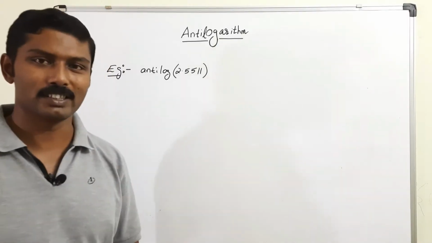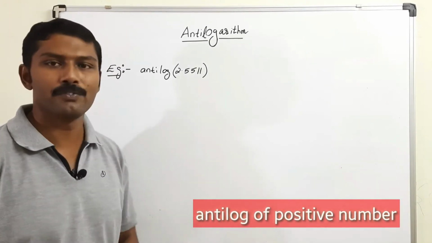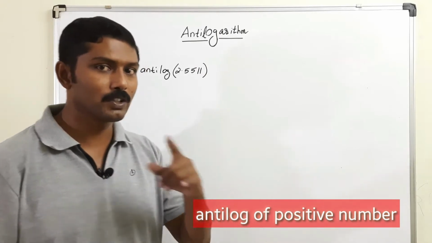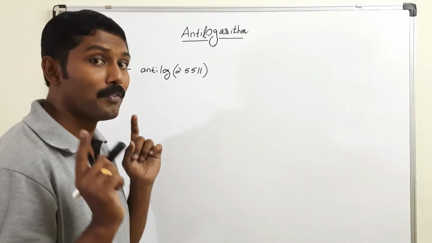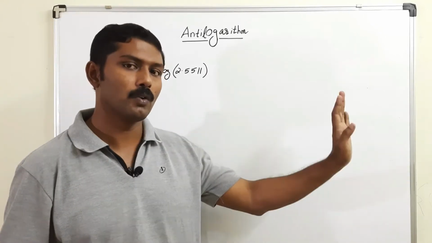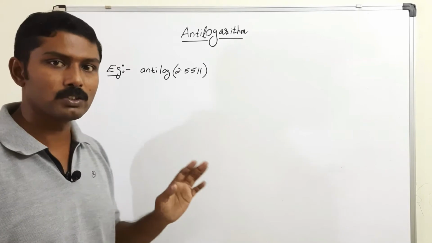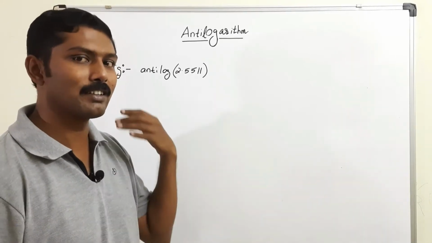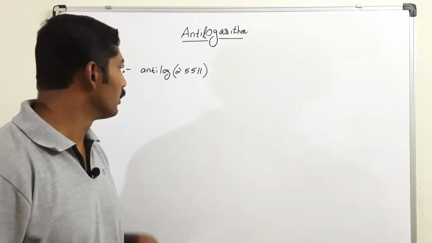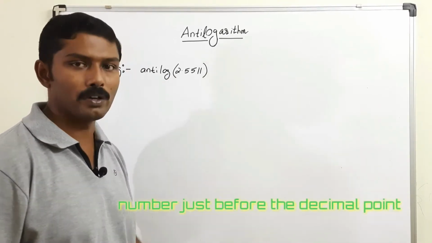So let's take this as an example. Here we are told to calculate the anti-logarithm of 2.5511. If you have not watched my previous videos on logarithm, do watch them. I highly recommend it. If you have watched my logarithm video, you have already understood that there is something called the characteristic and the other one called the mantissa. Here, if you focus on that, you will find that there is a number 2.5511.